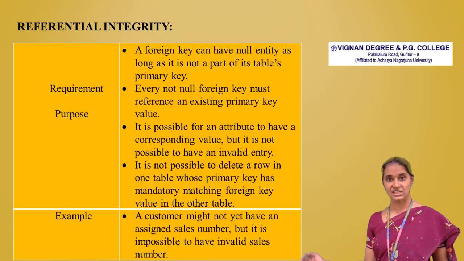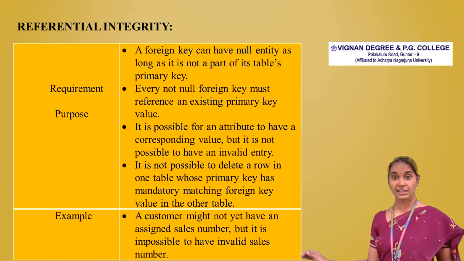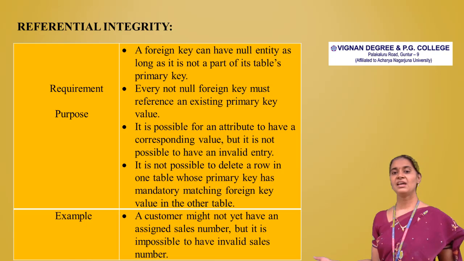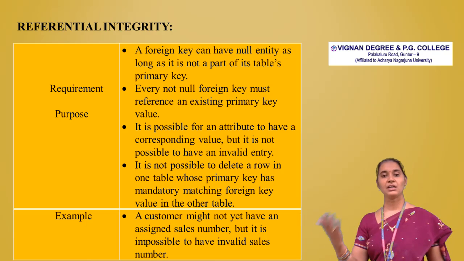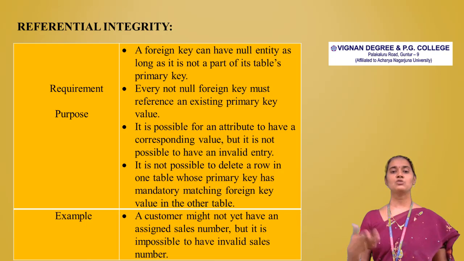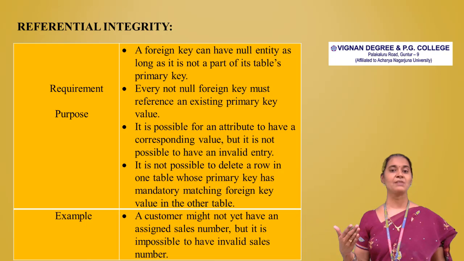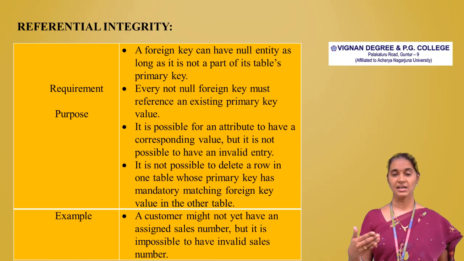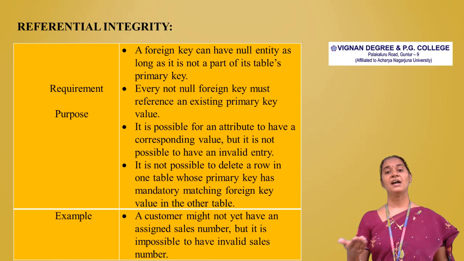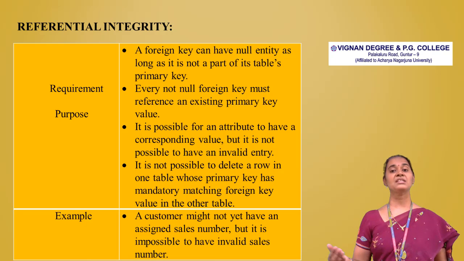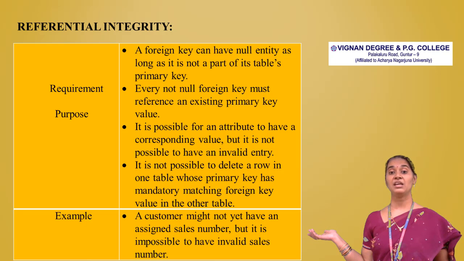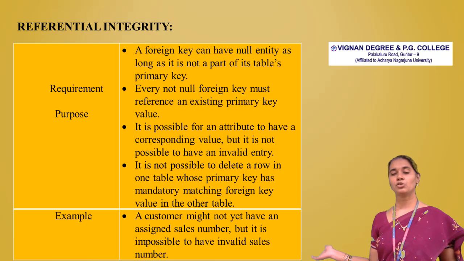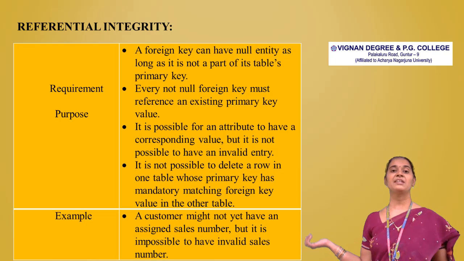For example, consider a customer who might not yet have been assigned a sales number, but it is impossible to have an invalid sales number. Suppose I am a customer and I visit a shop. As soon as I go in, a salesman will come and ask what I want. If no one comes and asks me, then I am not assigned any number, and in such cases I will not be given any customer number. Not to worry a lot about this example, because in the next slides we will discuss it in detail.